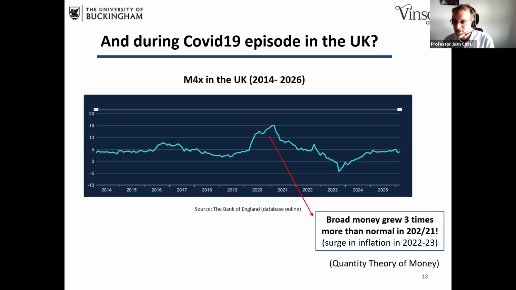Remember, they can do it. There is no limitation on the ability of the Bank of England or any other central bank to do it. Was that neutral? No, it was not. It produced a surge in inflation 1 or 2 years later, 2022 and 23. And this is what we explained by the relation between the amount of money in the economy and inflation over time, with the quantity theory of money. This is something that we very much address in our courses.